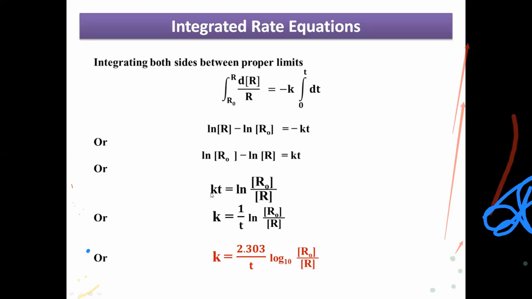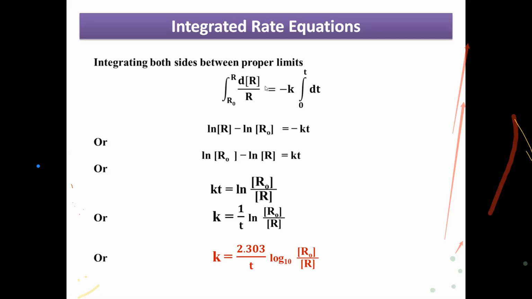Now kt equals ln of r0 by r, so it will become k equals 1 by t ln of r0 by r, right? So for the final expression, since it is ln, I'm converting this quantity into 2.303 log. You know that ln of anything is always equivalent to 2.303 log to the base 10. So the final expression for the first order reaction is like this.